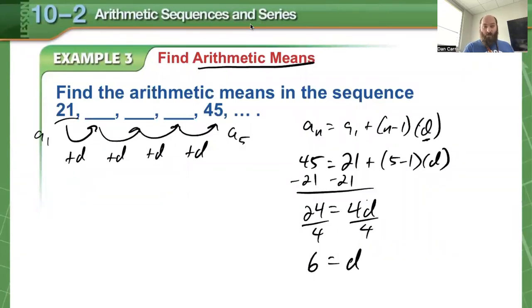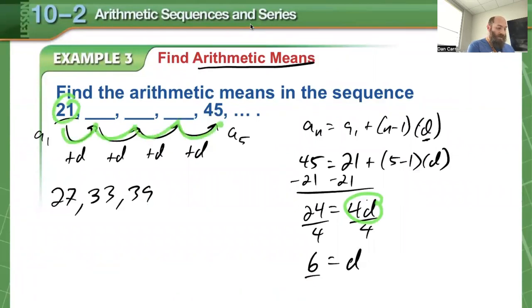Okay, so to find my missing arithmetic means, I'm just going to take my 6 and add it on to each of the cases. So 21 plus 6 is going to give me 27. 27 plus 6 is 33. And then 33 plus 6 is 39. And just as a quick check, 39 plus 6 gives me 45. Okay, so again, that's how we're using our formula and recognizing what this means here. So this 4d is the fact that I'm taking 21 and adding d that many times. That's part of my sequence.